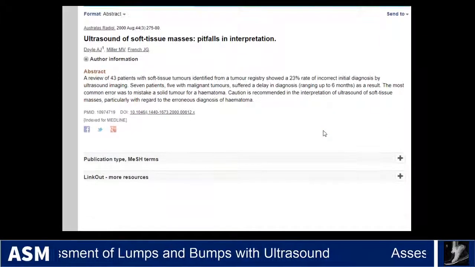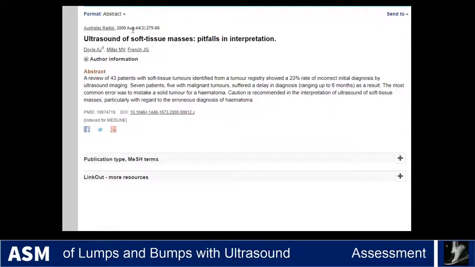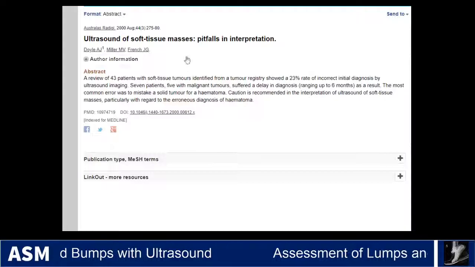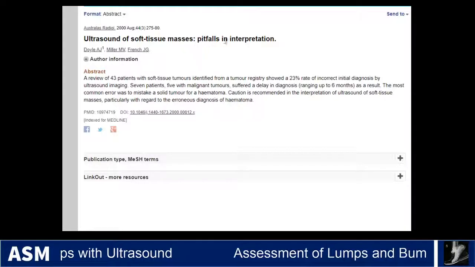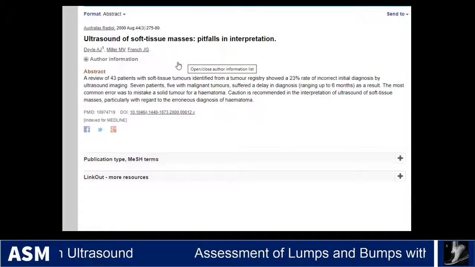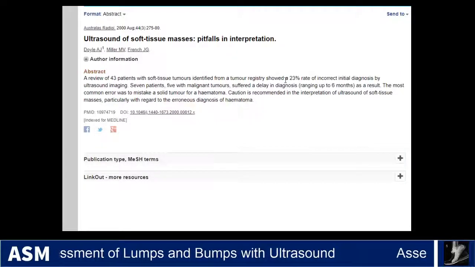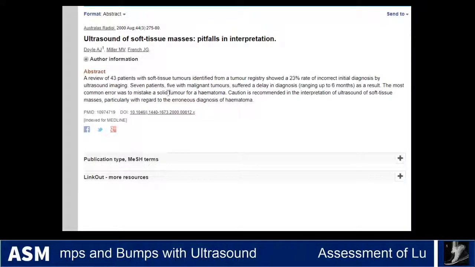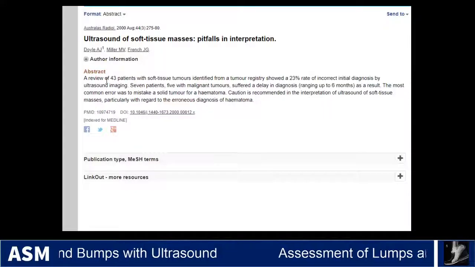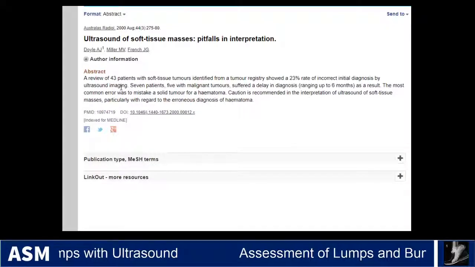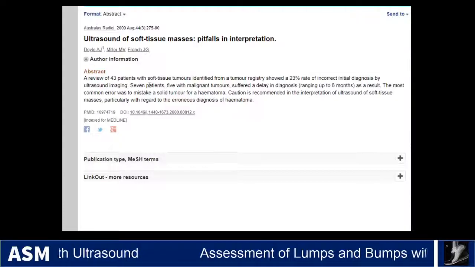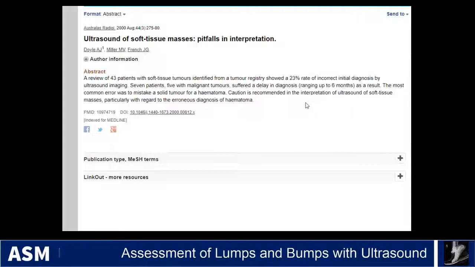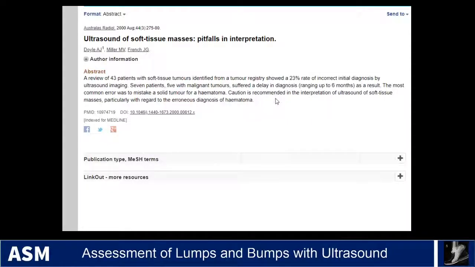And finally, the article from 2000 from the Journal of Australasian Radiology, and this one looked at some of the potential pitfalls in using ultrasound to assess. They reported a rate of 23% of incorrect initial diagnosis by ultrasound in this review, again with a small series of patients. And they did note that it made a difference and resulted in a delay of diagnosis in some cases. And they suggested exercising caution when making the diagnosis of hematoma.